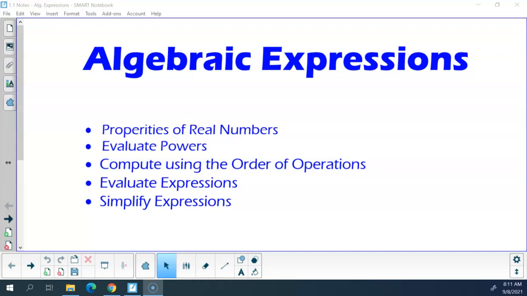So we're talking algebraic expressions today. Before we start with algebraic expressions, we should probably talk a little bit about properties and evaluating powers and all that fun stuff.